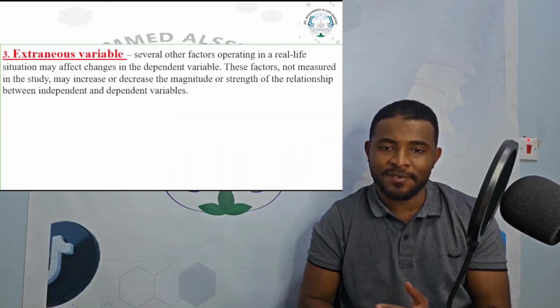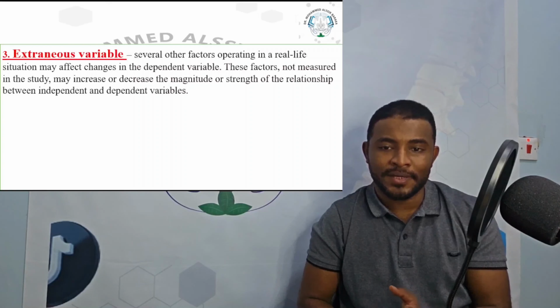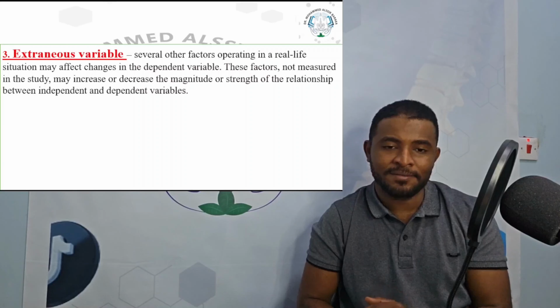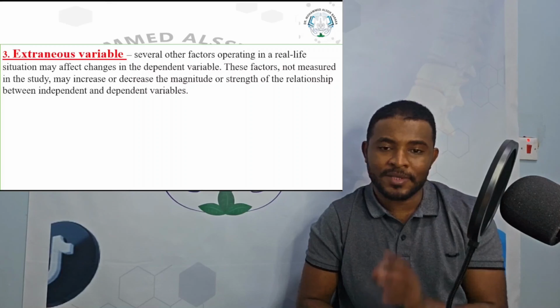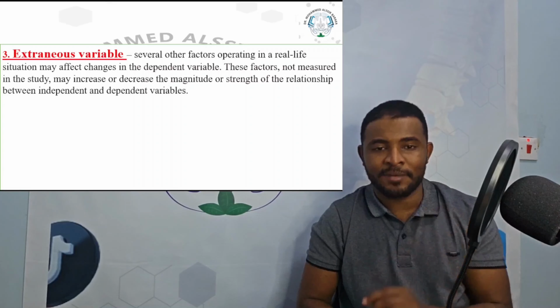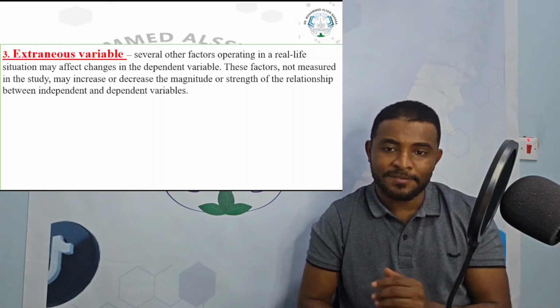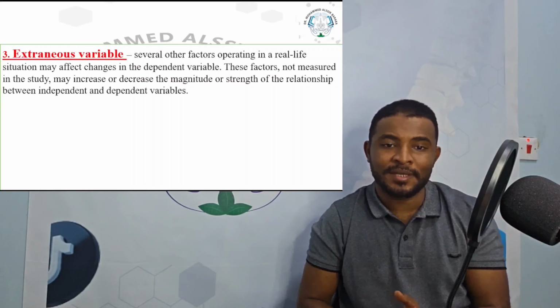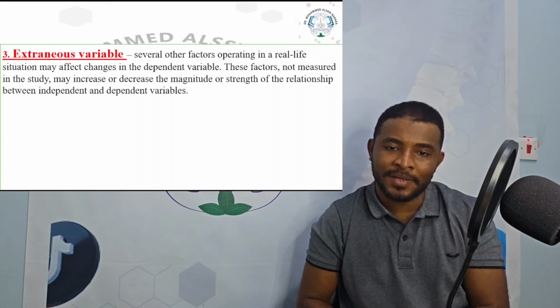The extraneous variables are several other factors operating in a real life situation that may affect change in the dependent variable. This is not the dependent or independent variable. These extraneous variables come from outside. These factors, not measured in the study, may increase or decrease the magnitude or strength of the relationship between independent and dependent variables.